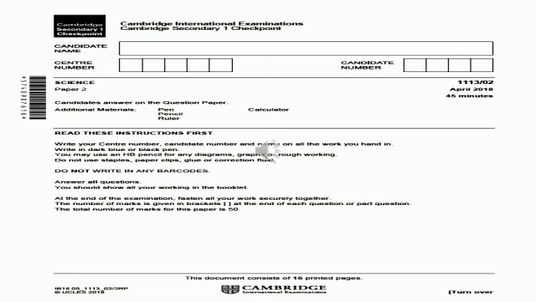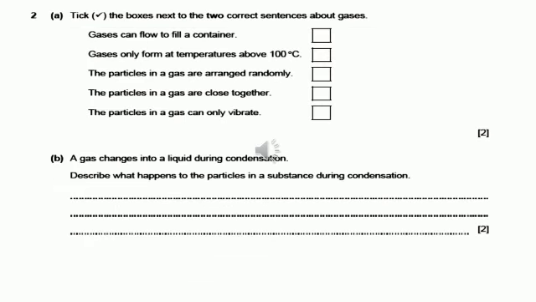Paper 2. Question 2a. Tick the boxes next to the 2 correct statements about gases. Gases can flow to fill a container, and the particles in a gas are arranged randomly. The first and the third one.